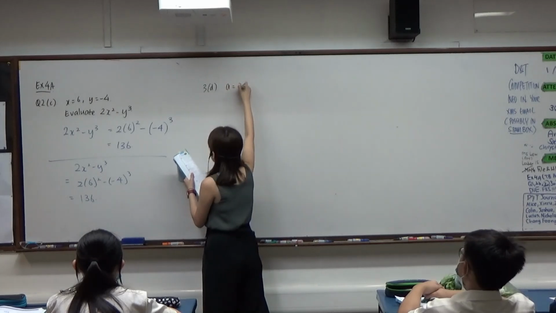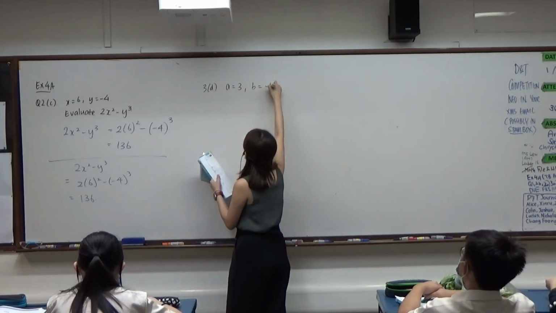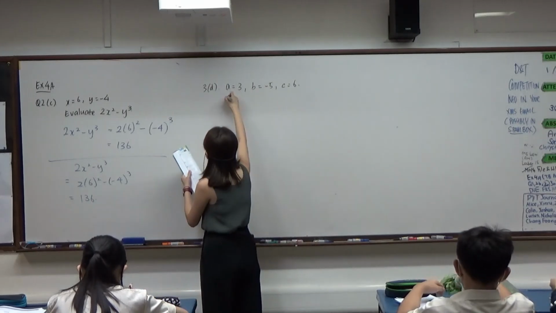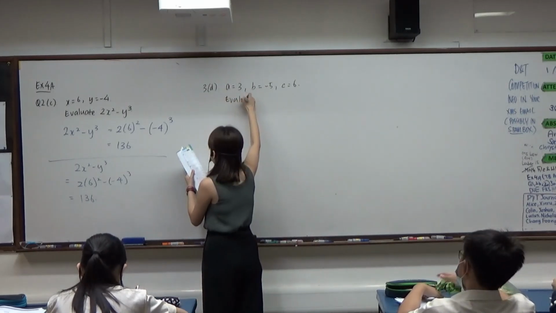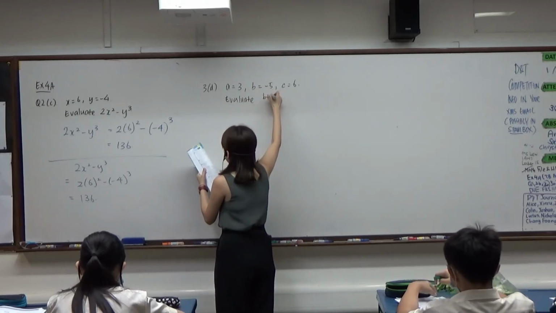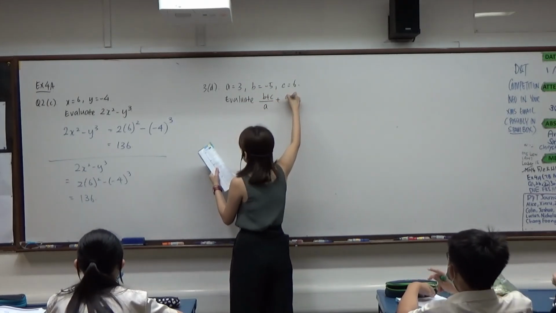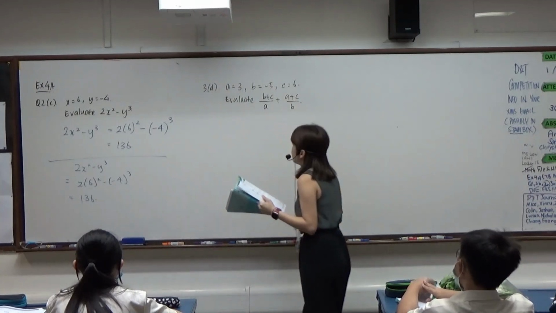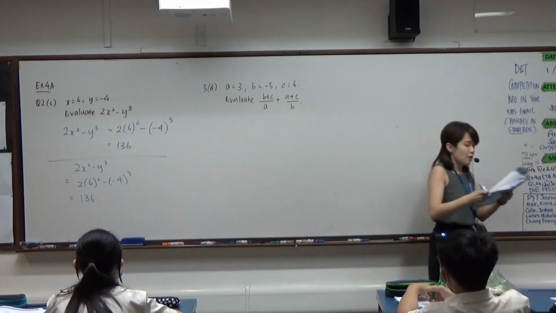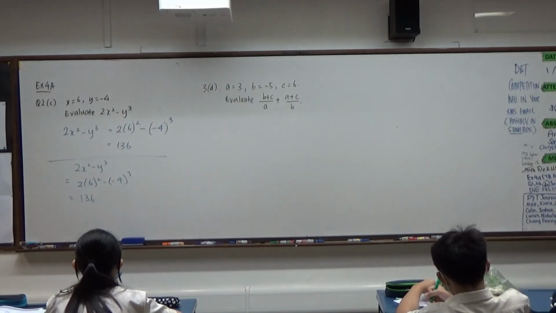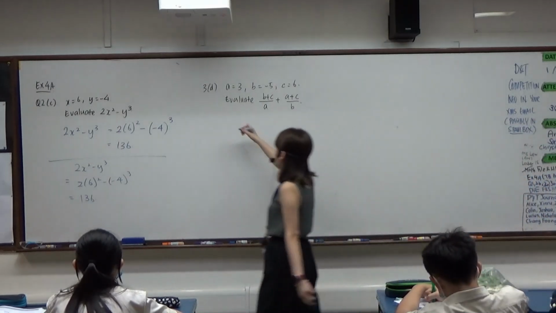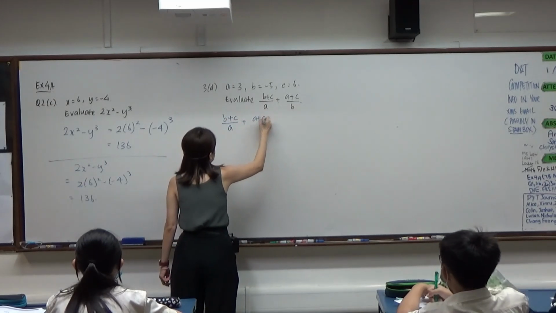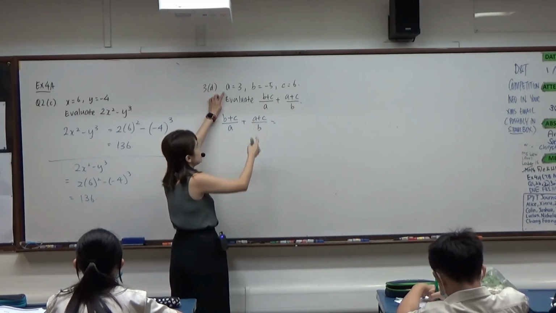The question gave us A equals 3, B equals negative 5, C equals 6. And we want to evaluate (B plus C) over A plus (A plus C) over B. In order to evaluate this, I will have to start off with B plus C over A plus A plus C over B. So I replace accordingly.